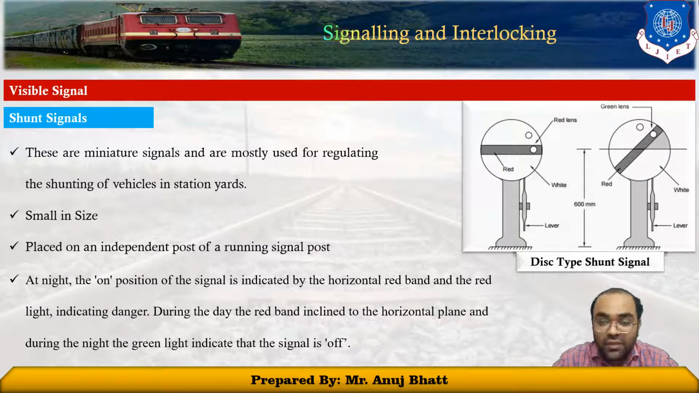At night, the on position of the signal is indicated by the horizontal red band, and that indicates the danger sign, while during daylight the red band indicates the horizontal plane, and during the night the green light indicates the signal that is off, so that we can move with our main line.